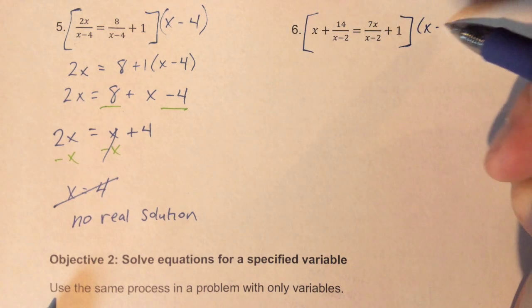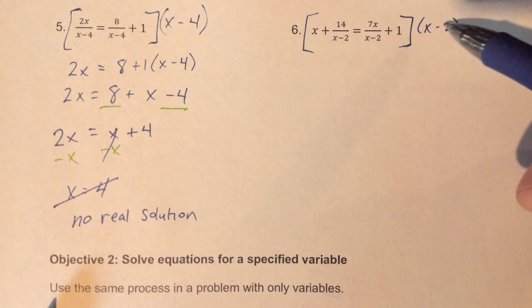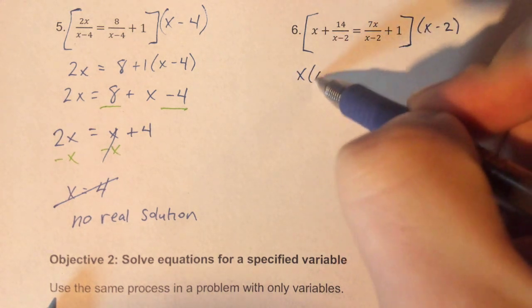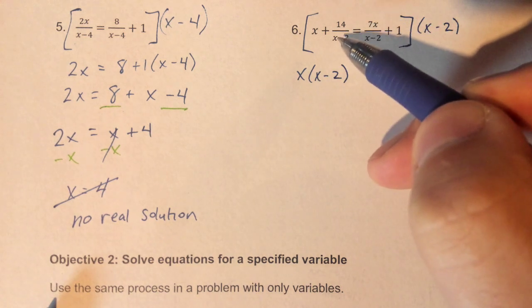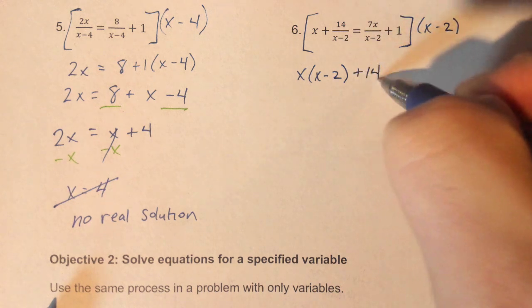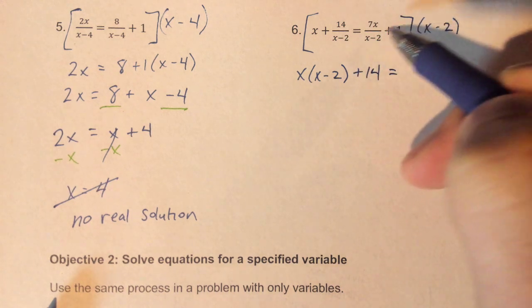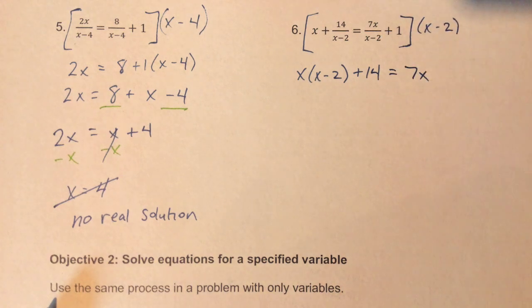So the common denominator is x minus 2. On the first one, I would have x times x minus 2. I'll just write that one down. I'll do it in just a second. Next one, the x minus 2's would cancel each other out, leaving us with the 14. On the next one, again, the x minus 2's would cancel each other out, leaving us with the 7x.